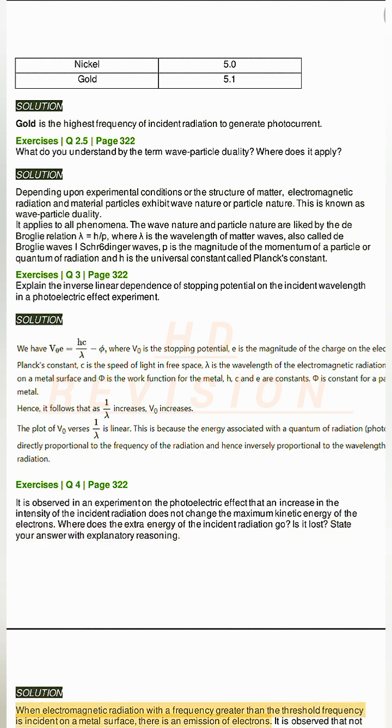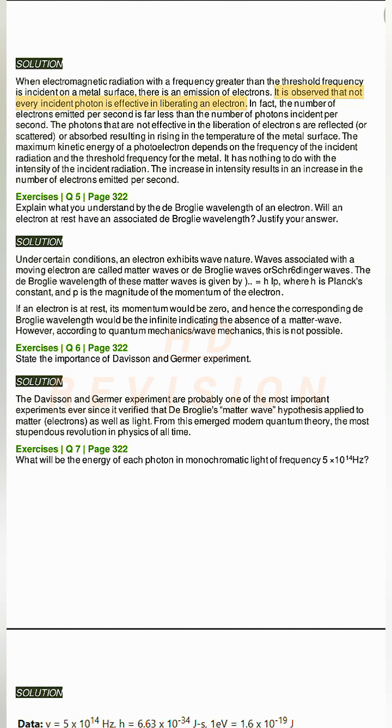Solution. When electromagnetic radiation with a frequency greater than the threshold frequency is incident on a metal surface, there is an emission of electrons. It is observed that not every incident photon is effective in liberating an electron. In fact, the number of electrons emitted per second is far less than the number of photons incident per second. The photons that are not effective in the liberation of electrons are reflected, scattered, or absorbed, resulting in a rise in the temperature of the metal surface.